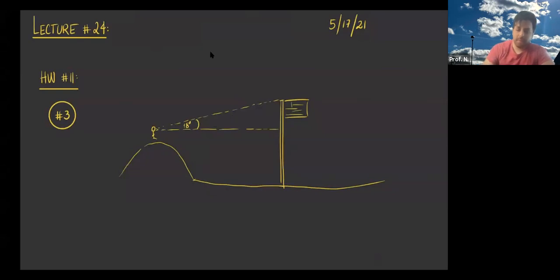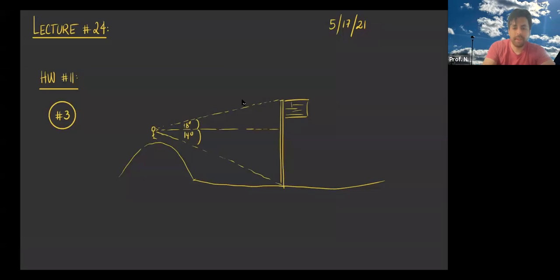So this is what we have. We have a little woman here on the hill looking at a flagpole. She looks up 18 degrees, an angle of elevation of 18 degrees. And then she has an angle of depression looking downward, looking to the base of the flag, it's 14 degrees, okay?